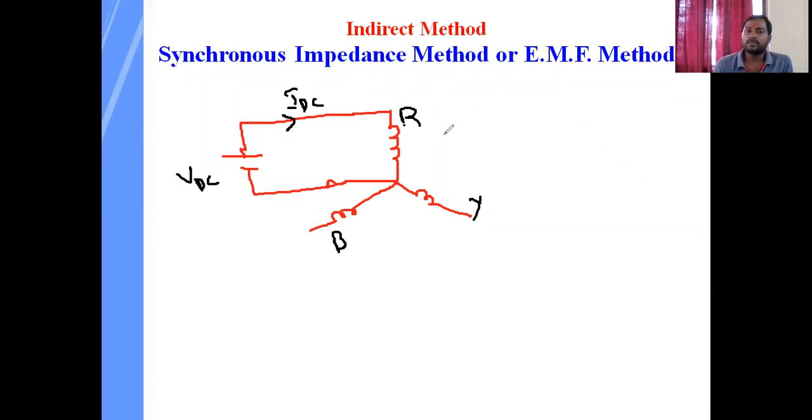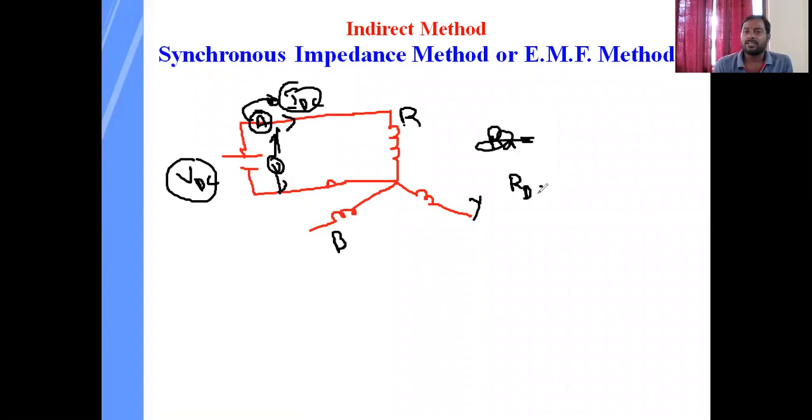By using this VDC and IDC, you need to place an ammeter here so that you can recognize how much current is flowing, and we need to place a voltmeter here so we can find the voltage which is given to this R phase. Then by using these voltmeter and ammeter readings, we can find RA, that is RDC. RDC resistance is equal to VDC by IDC.